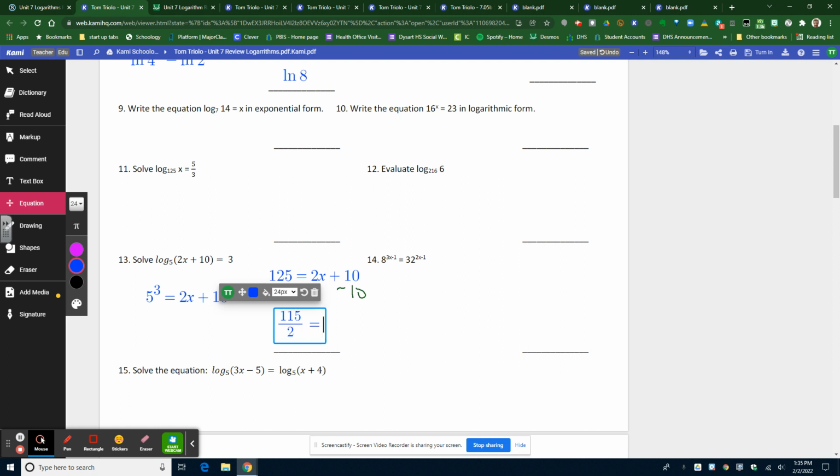Depending on the way it looks on a test, it might be a decimal. It might be an imperfection. It might say it's 57 and a half. You just have to look, okay?